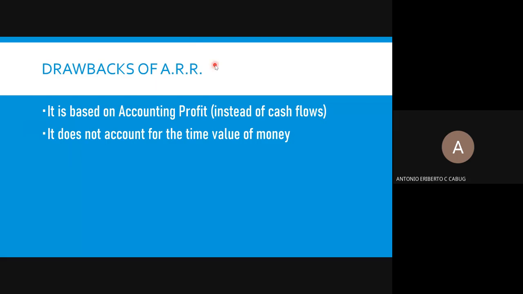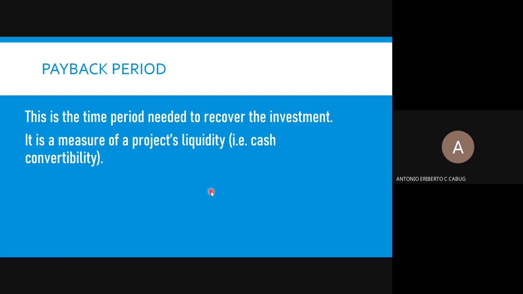That's a problem with the accounting rate of return. The numerator there, the measure of performance, is the accounting profit instead of the cash flow. As a result, we're not going to have a more reliable measure for capital budgeting purposes. Furthermore, it does not account for the time value of money, making ARR the weakest of all models.